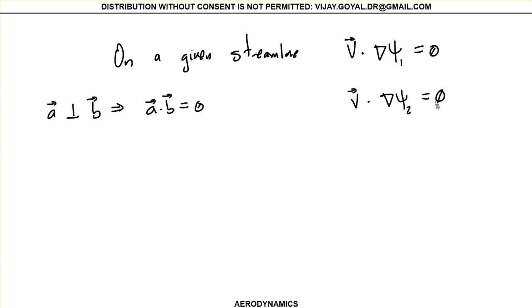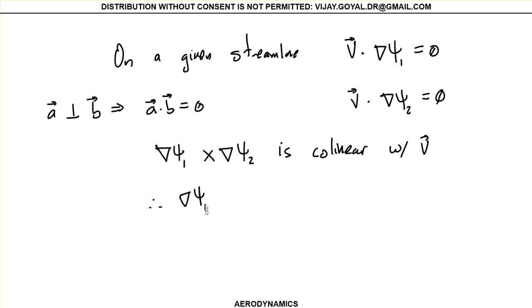So if this is true, I can say that the gradient of psi 1 cross product gradient of psi 2 is collinear with the velocity v. In other words, and we already showed this previously, it's going to give you nothing else than a scalar times the velocity v.